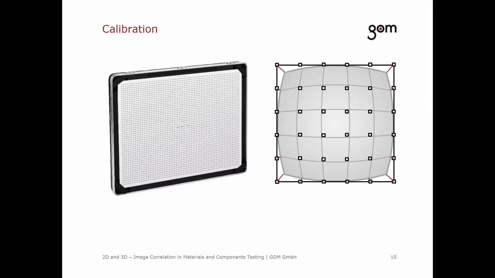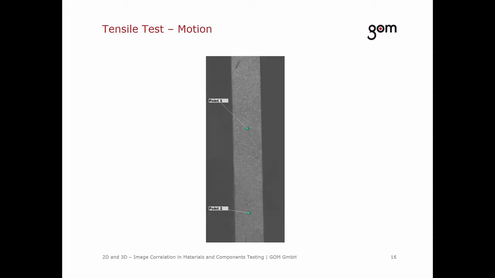To show this effect in practice, I carried out a tensile test. The lower part of the specimen moves to the image center, and the upper part moves to the image border. I recorded the tensile test in 2D and 3D at the same time. Ideally, both measuring data sets provide the same results. Let's look at the results.